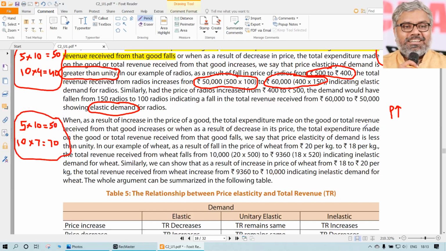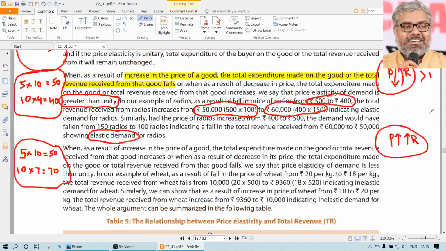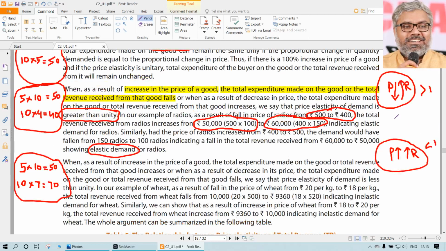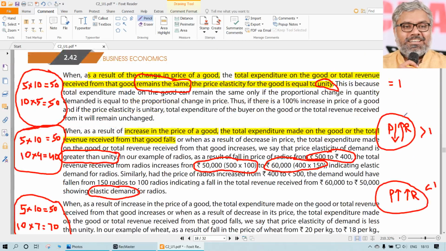Total revenue also increased from 50 to 70. So both are increasing. Price also, revenue also. If both are increasing, then what can we say? Then the price elasticity of demand of such a product is less than 1. That's it.